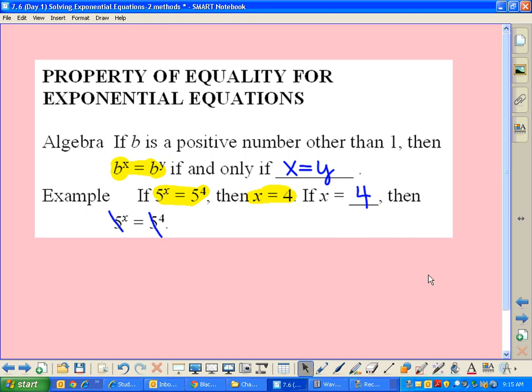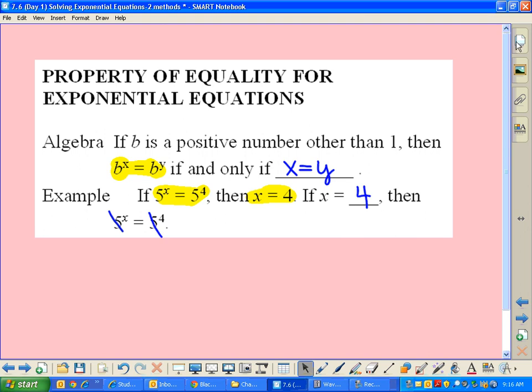On Friday, we talked about the property of equality for exponential equations. And you might recall from Friday's lesson that when we had like bases on both sides of the equal sign, they undid each other, so you could just set the exponents equal to each other.